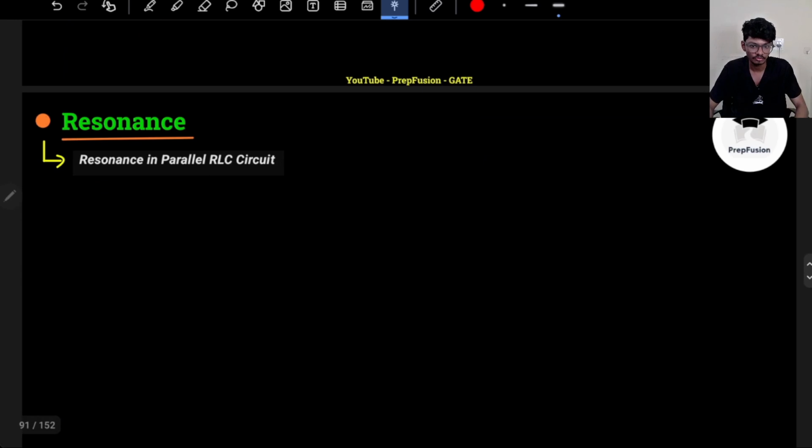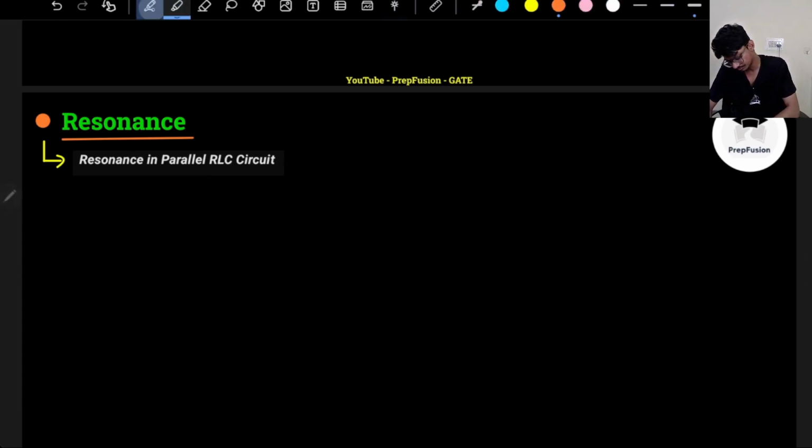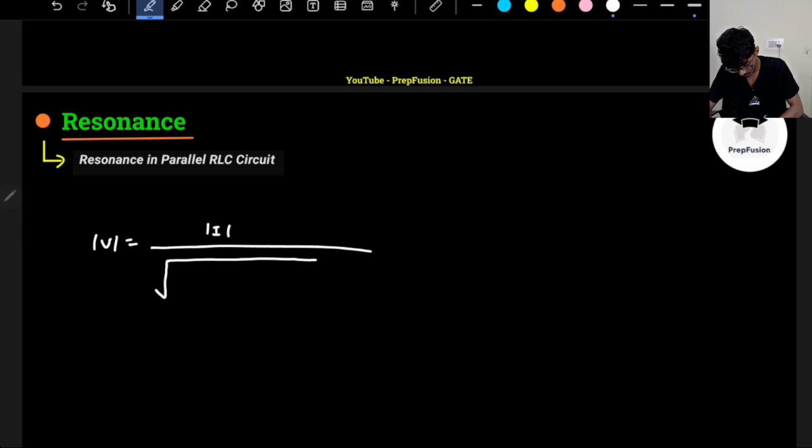Now we will derive for the half power point basically. So I know that the magnitude of the voltage is magnitude of the current divided by under root 1 by R square plus 1 by Xc minus 1 by Xl whole square.